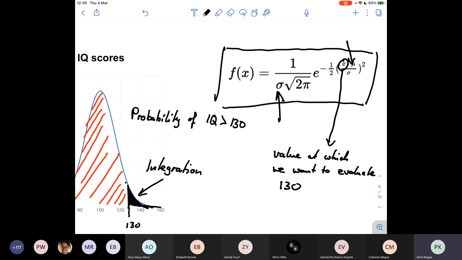No, the calculator can't do it. So if the microphones were on, I'm pretty sure I would now hear people going, holy fluff. How on earth am I going to do that? Do I have to learn calculus? Shall I let you into a secret here? Hopefully that makes you feel a little bit better.